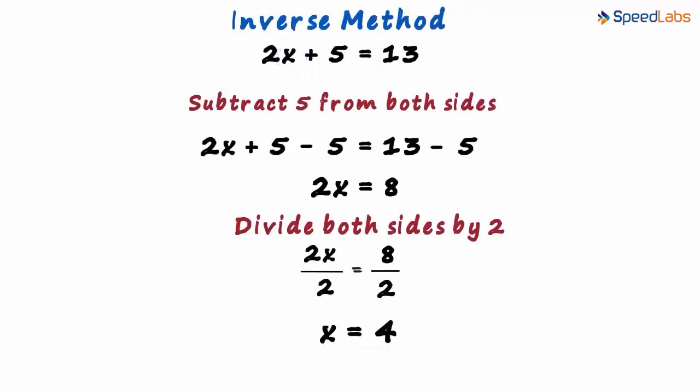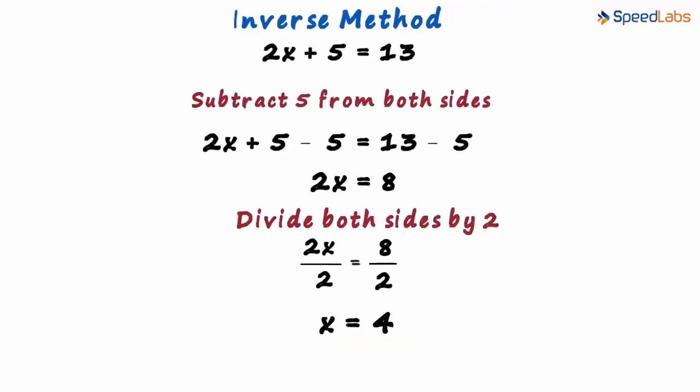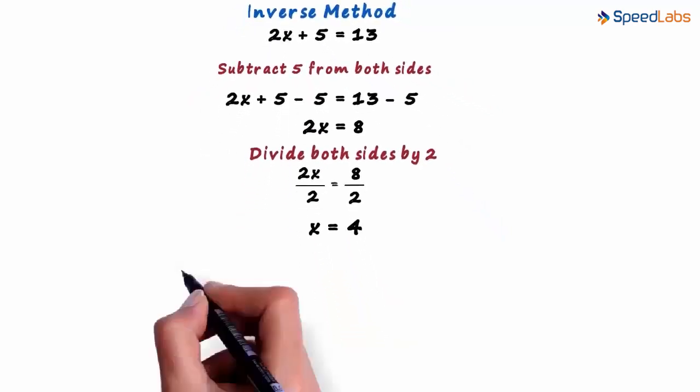Let us recap this method quickly. Our aim was to have only the variable on the left-hand side. So we first eliminated 5 by subtracting 5 from both sides. And then we eliminated 2 by dividing both sides by 2, which gave us the value of x as 4. The last step after solving the equation should be to check our answer.